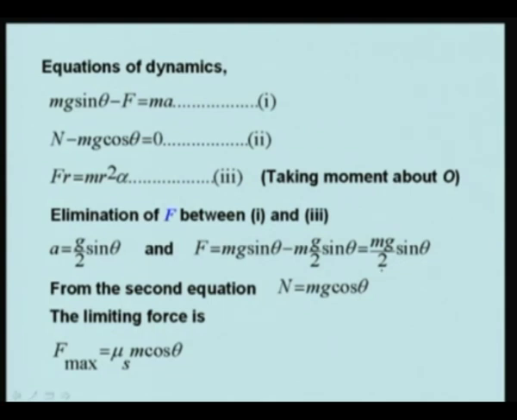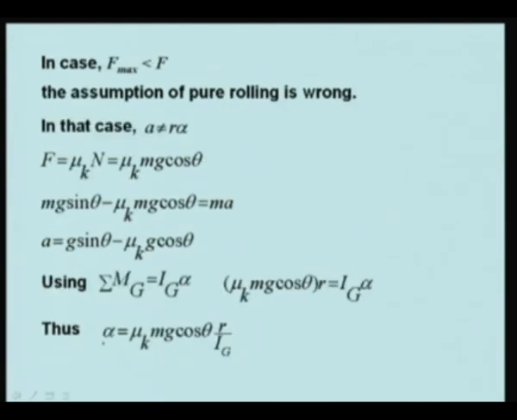So the limiting force is F max is equal to mu s times mg cos theta. So we have to see that whatever force we have obtained, that is mg by 2 sin theta, it should be less than mu s into mg cos theta. So in case you get F max smaller than F, then the assumption of pure rolling is wrong.